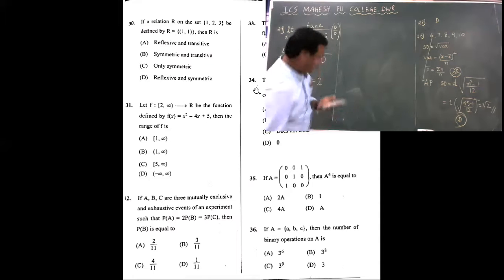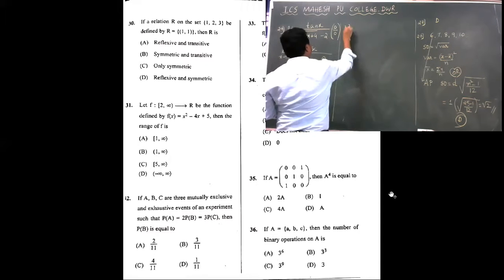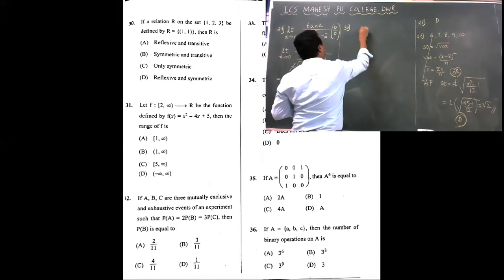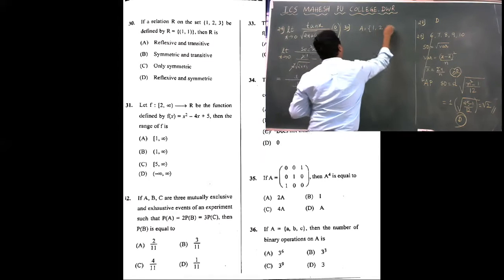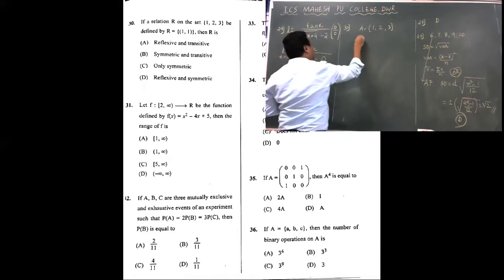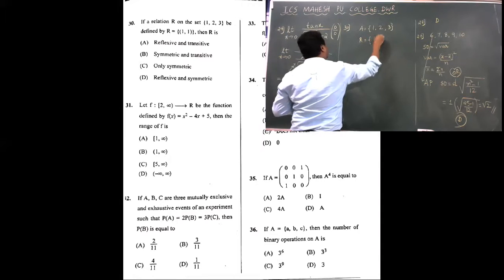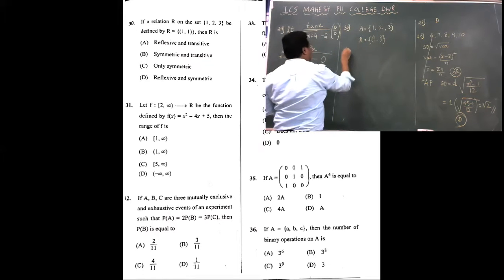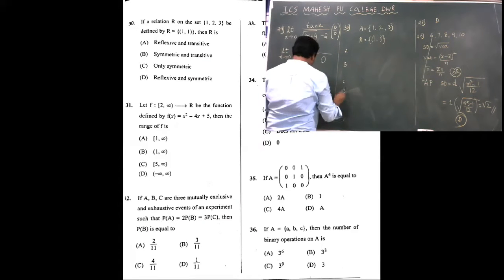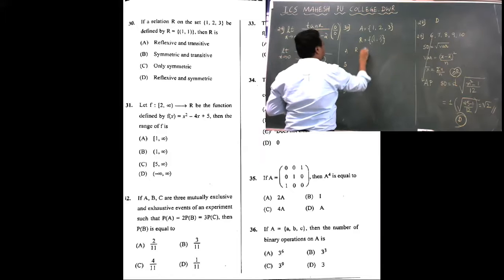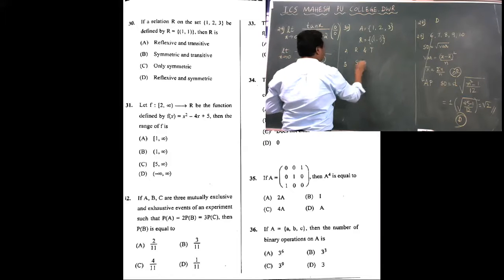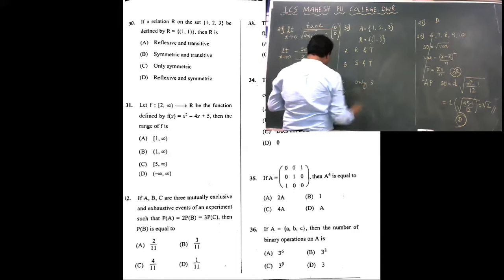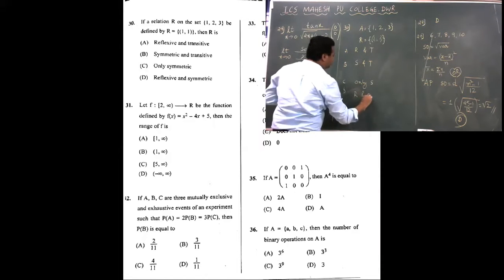Let's go with the 30th question. A relation R on the set A. Set A is given as 1, 2, 3, and the relation R is defined as 1, 1. Then there are 4 options: reflexive and transitive, symmetric and transitive, only symmetric, reflexive and symmetric.